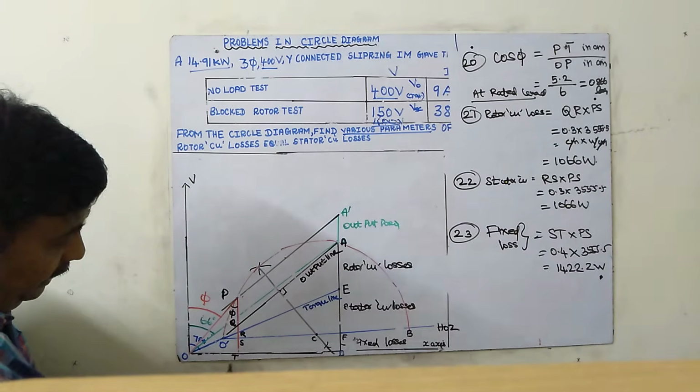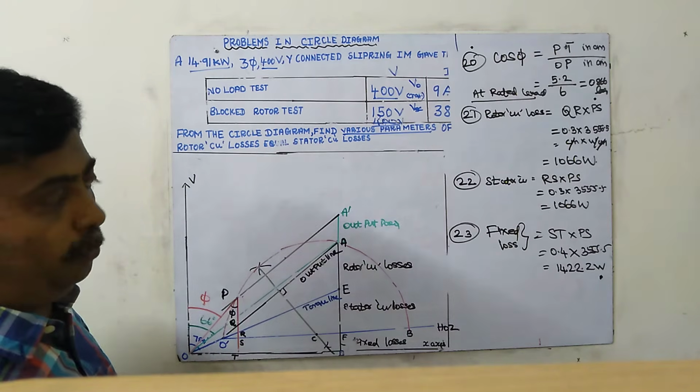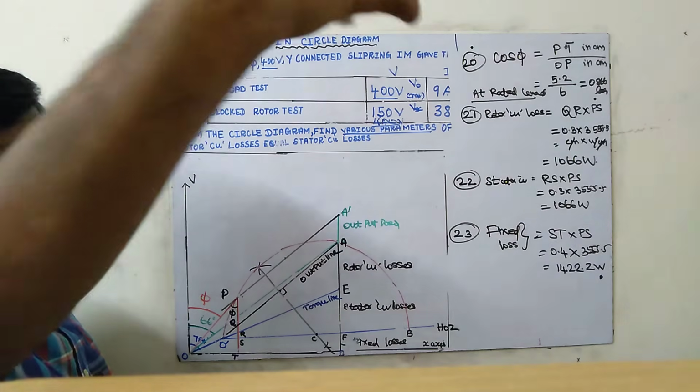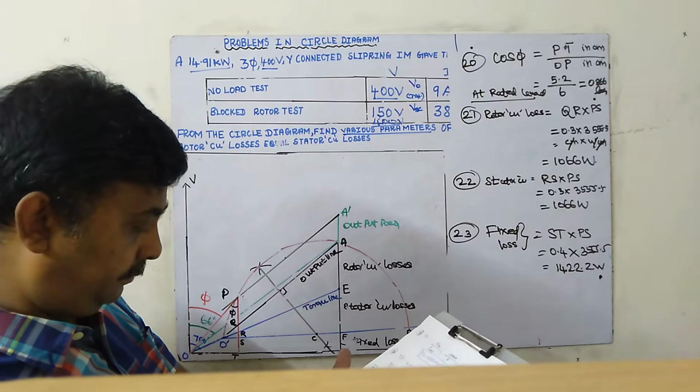So what are the three losses I am getting? The first one is fixed losses, then stator losses, then rotor losses. After the rotor losses, we get the output power. So we have to remember the power stage diagram of the machine.